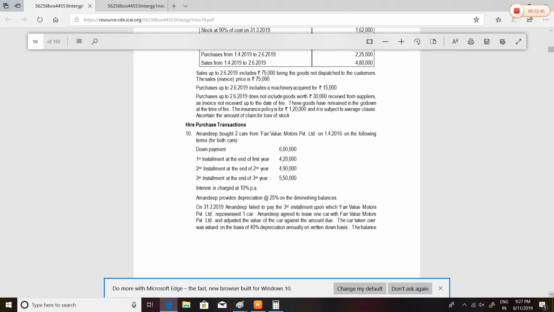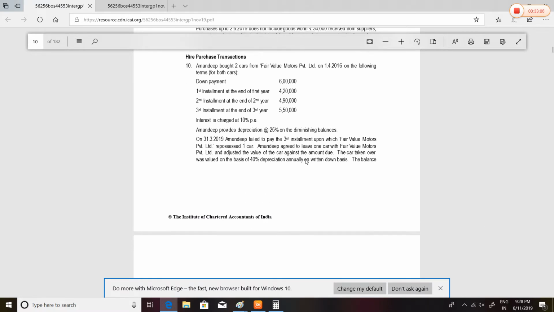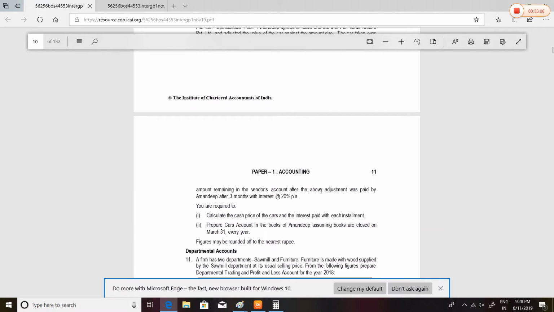Amandeep could not make the third payment. Okay, he requests one car out of the two cars. Agree to leave one car with the company and register the car against the amount due. The car taken over was valued on the basis of 40% charge on written down basis. Okay, was paid after 3 months with interest at 20%. We have to calculate the cash price of the cars and the interest paid with each installment. So let's start.